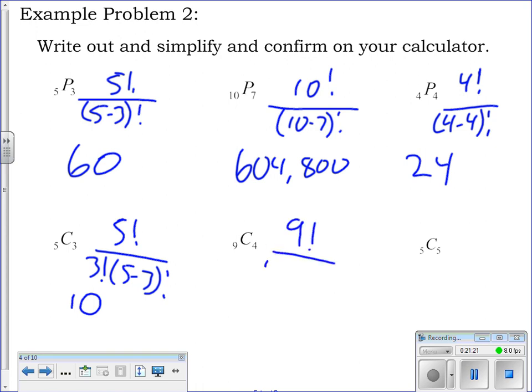9 factorial over 4 factorial, 9 minus 4 factorial.